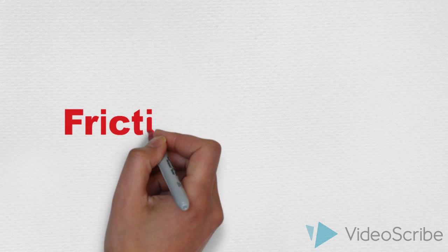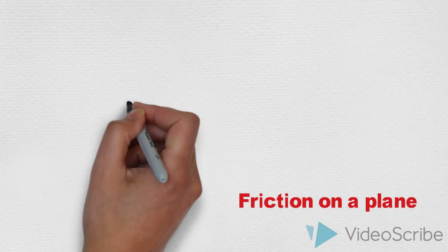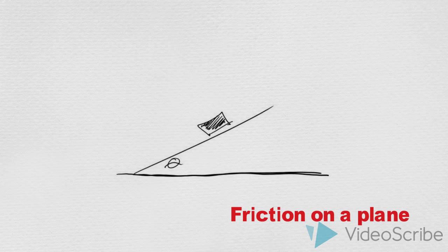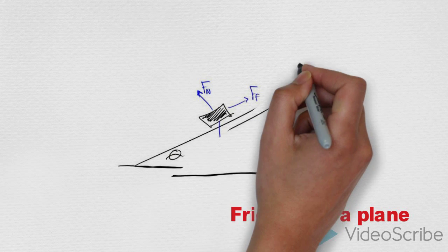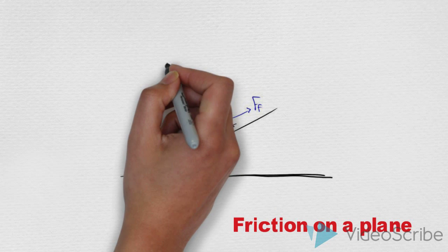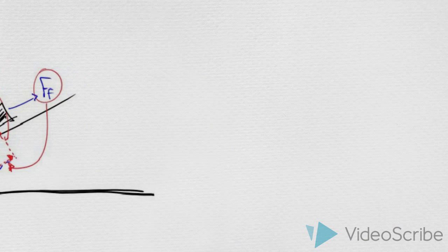Need to consider friction on a plane briefly. The key with this is that if we've got anything on a plane, not only does it have its weight force acting down, it has a friction force acting up the slope and a normal force acting perpendicular to the slope. Note the weight force is straight down, which we need to consider in its components.